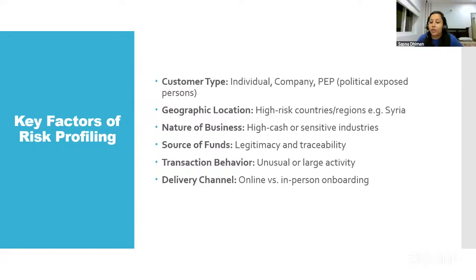Then source of funds: if we can't trace the source of the income, that also comes under high risk. The next part is transaction behavior. Suppose suddenly a large amount of cash is deposited in the account, and we don't know the source of that cash, and it comes from another country, that also comes under high risk. Then the delivery channel. It comes through online nowadays, it usually happens online only.